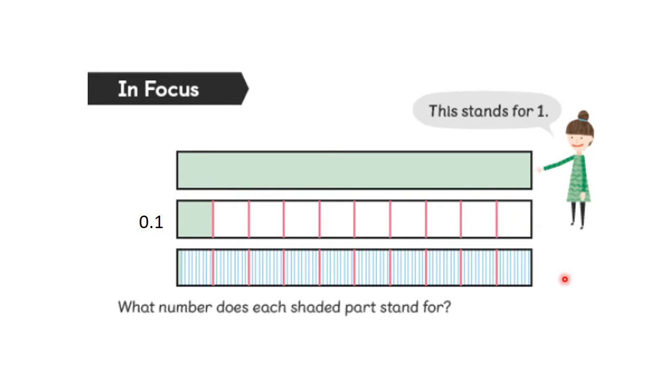So what do these shaded parts each stand for? The pink lines are showing you the tenths because it is the number 1 divided into 10 equal parts. What is this little shaded part standing for? It's your 1/10 divided into 10 equal parts. Now what does that stand for?